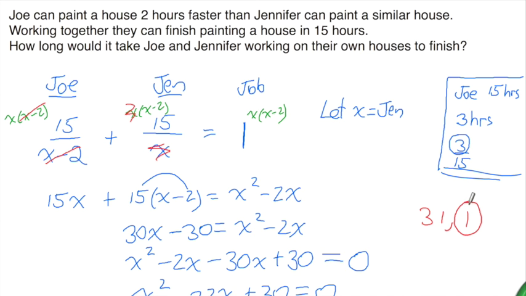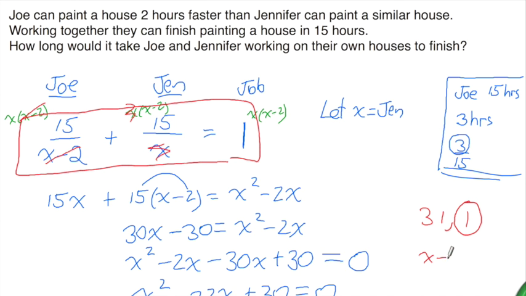If the answer is 1, you would have to plug it into this original equation. And the problem with that is that x minus 2 would become 1 minus 2, which is negative. There is no way that Joe could finish the job before he even started. So the answer 1 is going to have to get thrown out. So that leaves 31, which makes a lot more sense, because this is how long it would take Jen to finish the job, and then Joe would finish it 2 hours quicker.